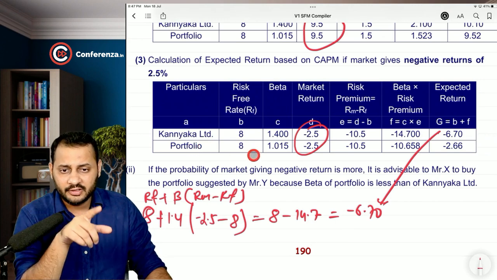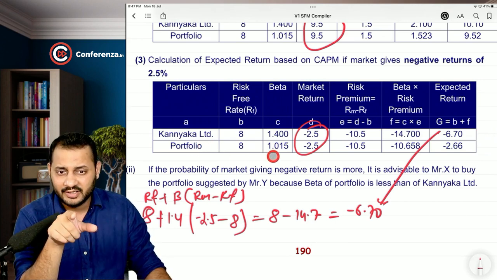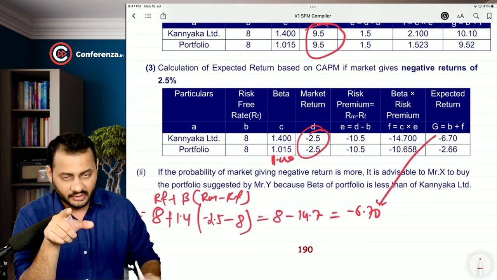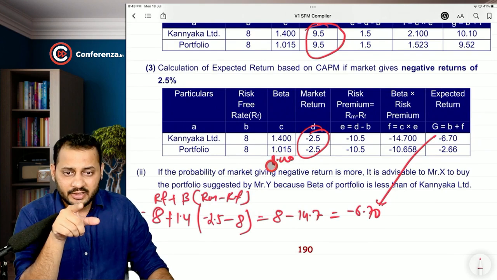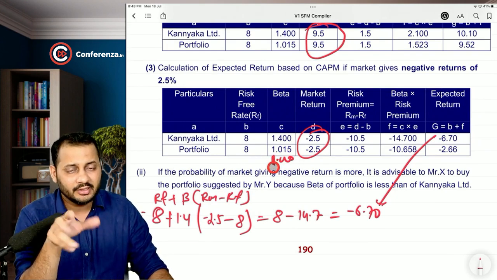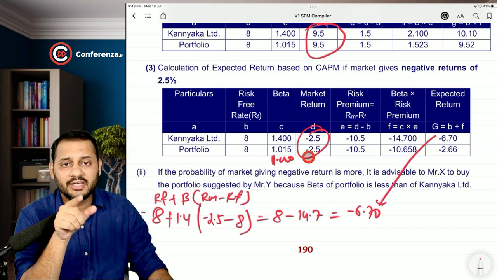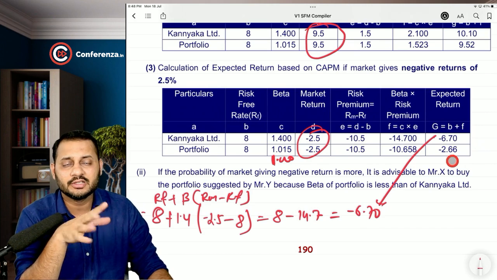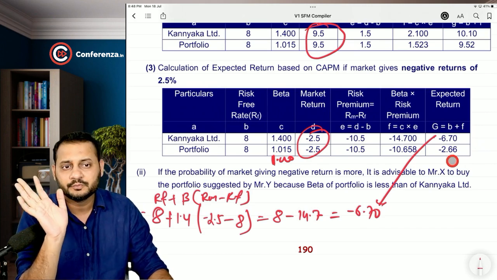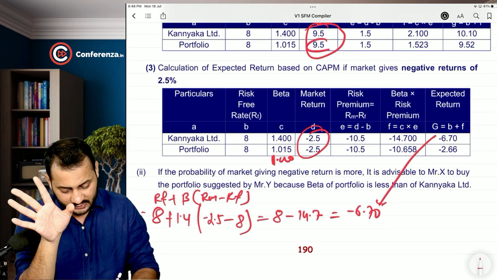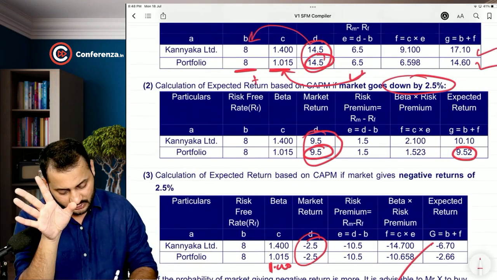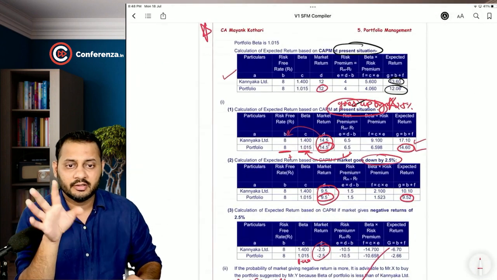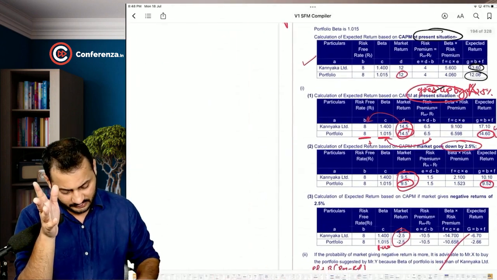See, this portfolio's beta is very close to the market beta, which is 1. What is the market beta? 1. So can I say that the beta of the portfolio is very close to the market beta? That means the return of the portfolio will also be very close to the market return. Market return is minus 2.5 and the portfolio return is minus 2.66. Almost close. Got it? It is always coming closer to the market return, right? So that's it. Nothing else is there.